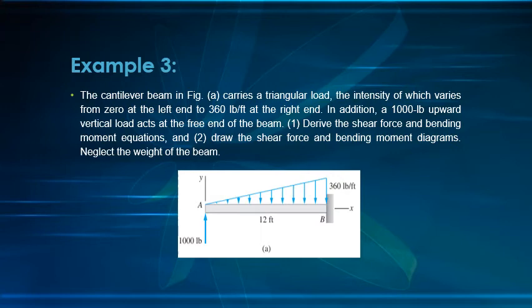So, okay class, for example number 3, the cantilever beam in figure A carries a triangular load, the intensity of which varies from 0 at the left end to 360 pounds per foot at the right end. In addition, a 1,000 pound upward vertical load acts at the free end of the beam. Derive the shear force and bending moment equations and draw the shear force and bending moment diagrams, neglecting the weight of the beam. So we already have the figure.